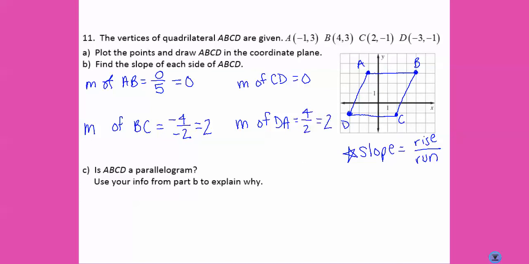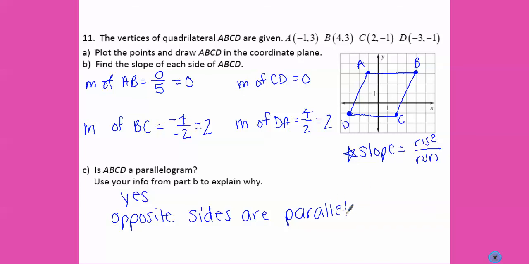So is this a parallelogram? Yes, it is, because the opposite sides, AB and CD, are parallel, and we know this because the slopes are the same. So AB and CD both had slopes of 0, and BC and AD both had slopes of 2. That's all for today.